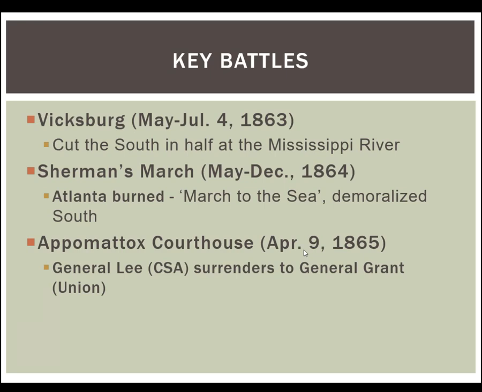And then finally, we've got Appomattox Courthouse in 1865. So we have a series of small battles that lead up to this event, where basically the Confederacy just doesn't have enough resources or manpower to keep fighting. So it's at Appomattox Courthouse on April 9th, 1865, where General Robert E. Lee of the Confederacy surrenders to General Ulysses S. Grant of the Union, effectively ending the Civil War.